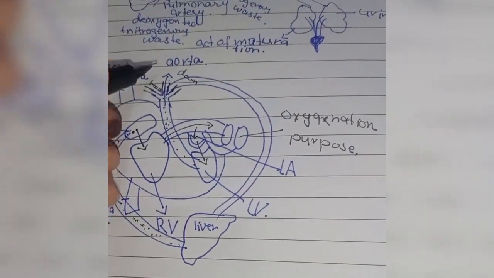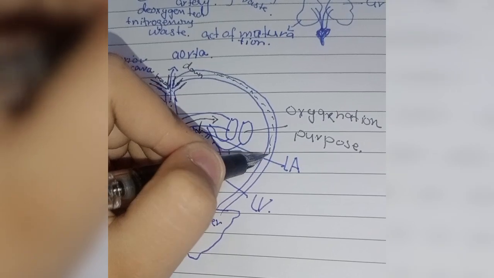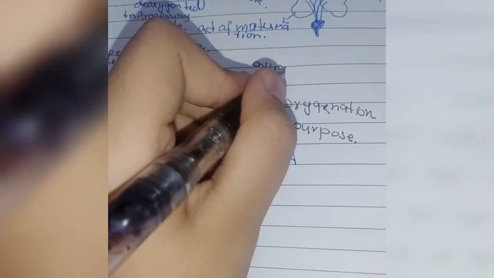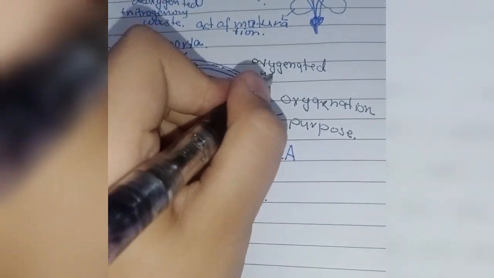So now this blood which was moving from the aorta again to the liver was oxygenated and without nitrogenous waste.